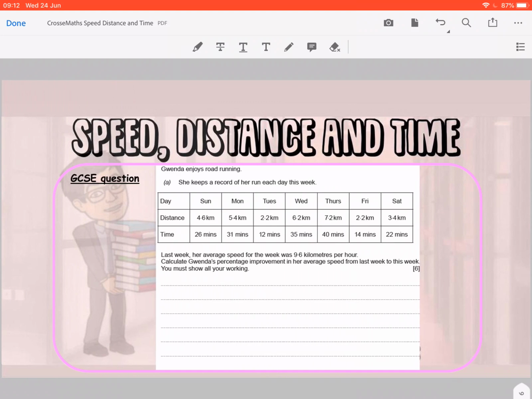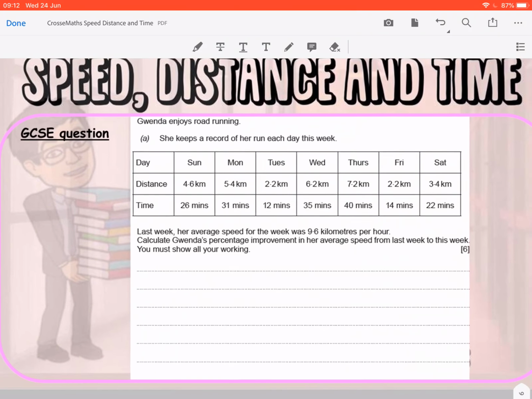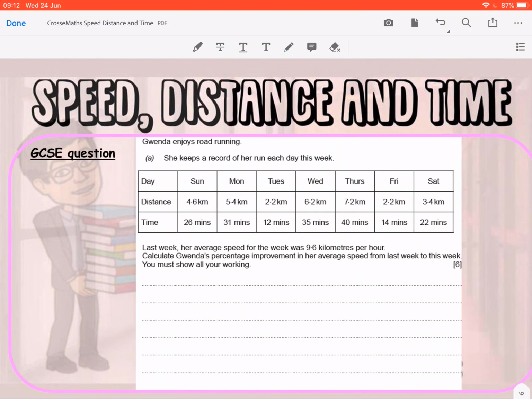And then after that, I'm going to go through it. Right then guys, hopefully you had a good go at it. What we've got is Gwenda enjoys road running. She keeps a record of a run each day this week. Those were her records. Last week her average speed for the week was 9.6 kilometers per hour. Work out Gwenda's percentage improvement in her average speed from last week to this week. You must show your working.